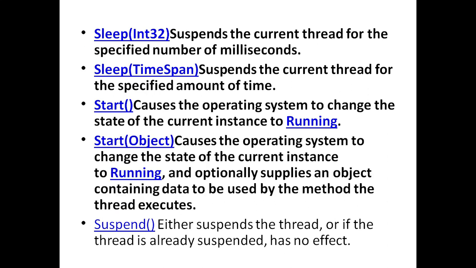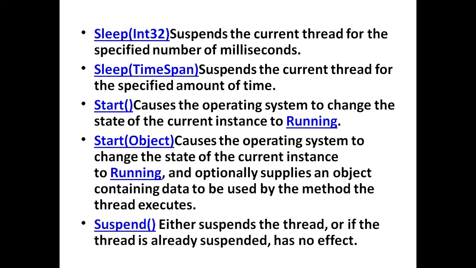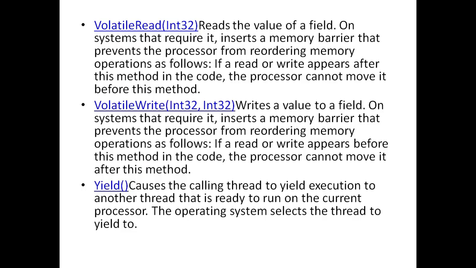Start with an object parameter causes the operating system to change the state of the current instance to running, and optionally supplies an object containing data to be used by the method the thread executes. The Suspend method either suspends the thread or, if the thread is already suspended, has no effect.